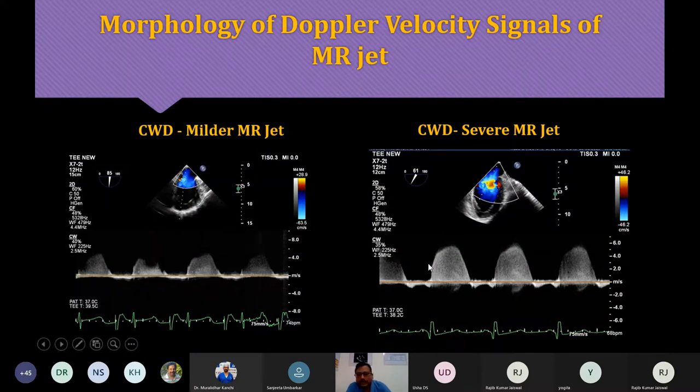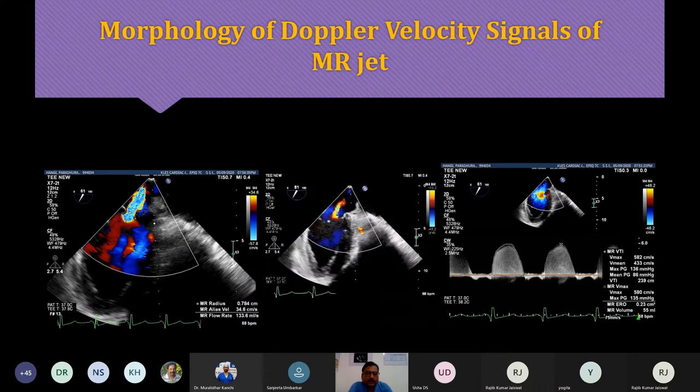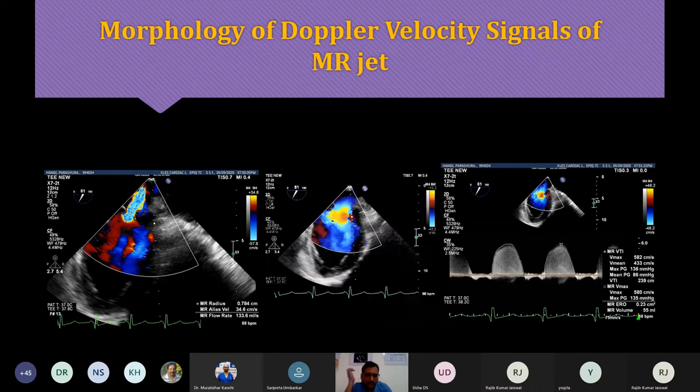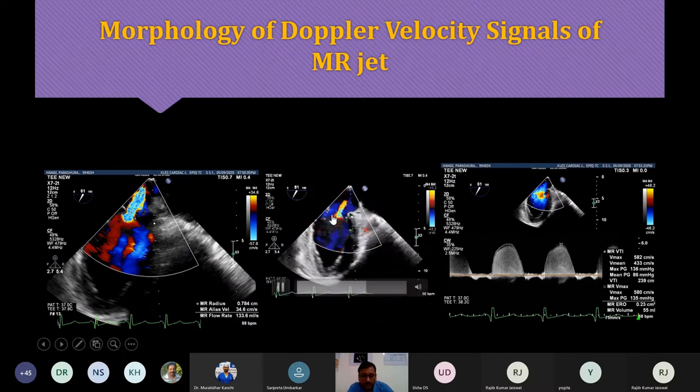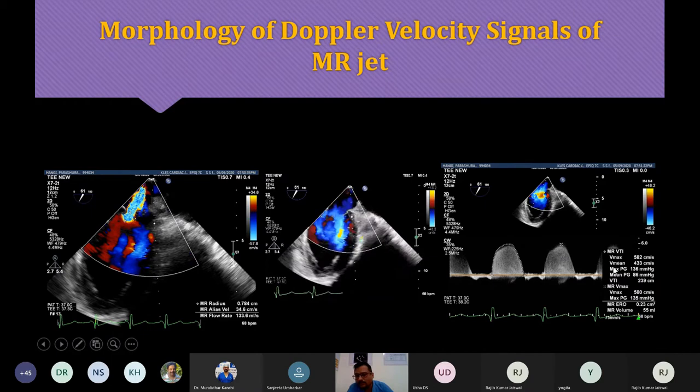And here we can see the dense triangular Doppler signal of a severe MR jet. You can see here, this MR looks more of a severe variety, and you can see this Doppler signal. The peak MR jet velocity is almost 580 centimeters per second, and jet VTI is almost 239 centimeters. Categorizing it, it is more likely to be a severe form of MR.